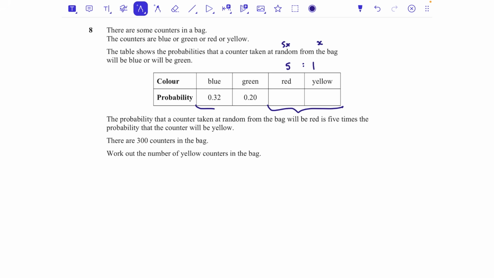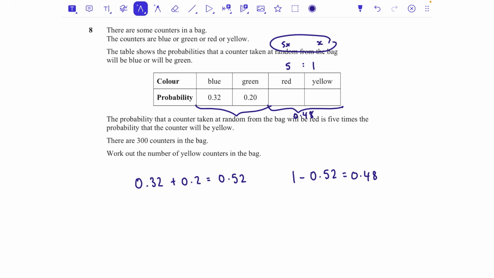So let's add up what we've got so far. First step would be to do 0.32, add 0.2, and that is 0.52. If we take that away from 1, 1 take away 0.52 is 0.48. So that's what I've got to share here. 0.48 needs to go over those two lines. Therefore, I either know that 6x equals that, and you can divide by 6 to get x, or you can say we need to share that 0.48 in the ratio 5 to 1. So think 1, 2, 3, 4, 5, 1.